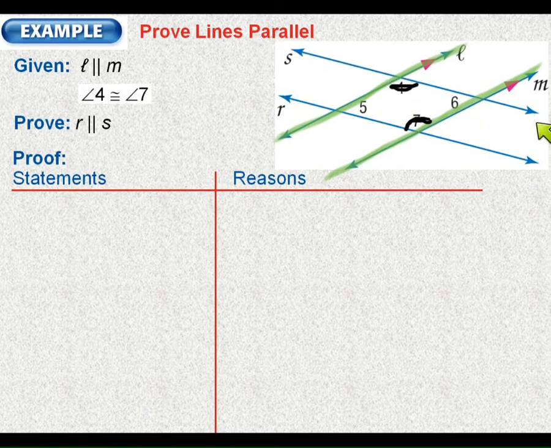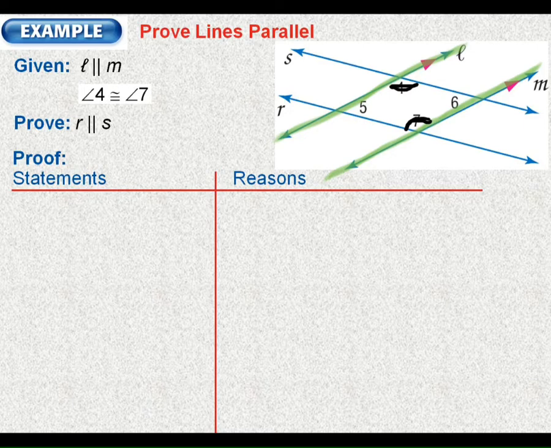So now I'm going to write a proof, but you guys have been doing proofs on this section the entire time, you've just been doing it in your head. You've said, I know these are equal because vertical. That's a proof. You said these are equal by the vertical angles theorem. You said, I know these are consecutive interior, so they add to 180. That's by the consecutive interior angle theorem.